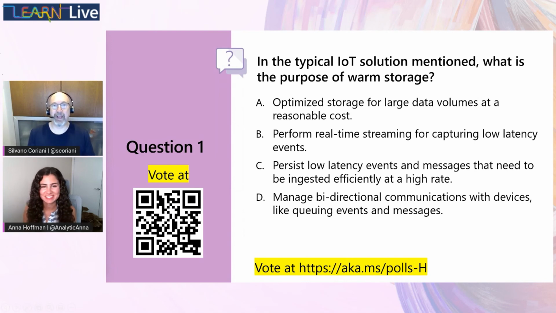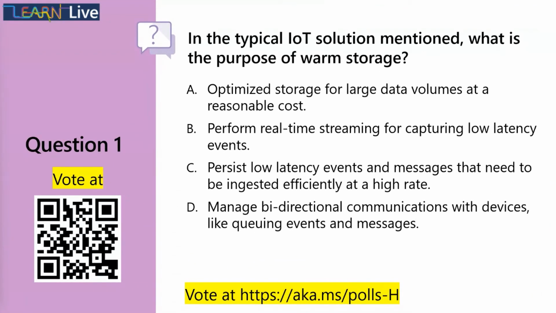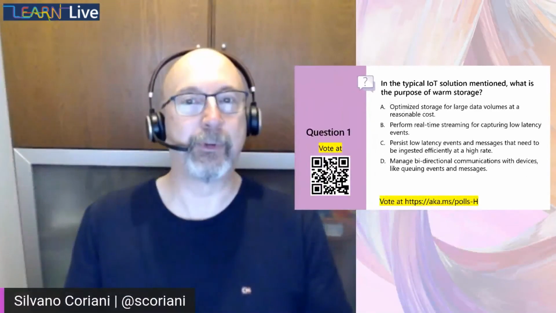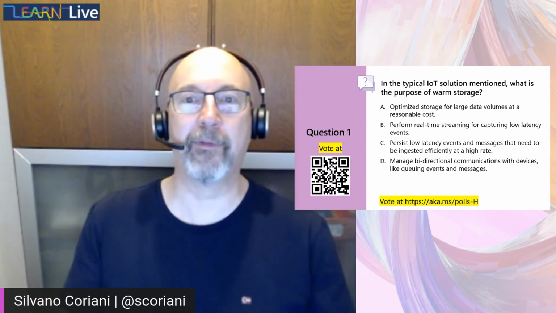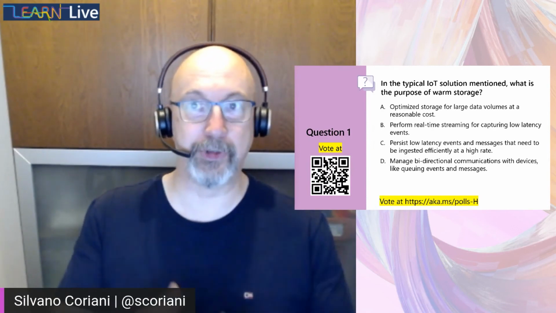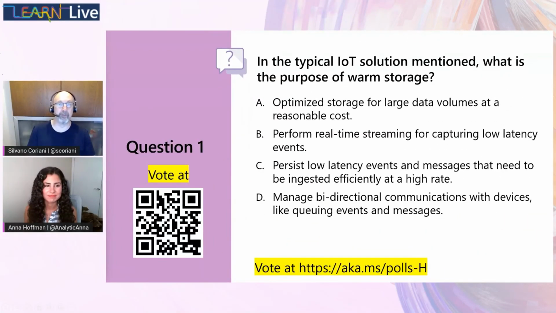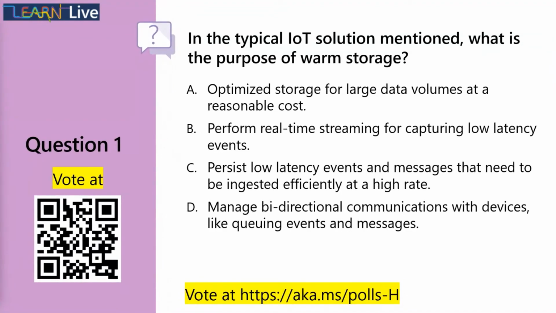Yeah, so I'd say probably not A, because reduced cost and large volumes are typically more related to cold storage. Real-time streaming is more an area for Azure Stream Analytics, performing some kind of real-time analysis on the fly, so B is probably not the case. We know D is definitely not the right answer, because managing bidirectional communication with devices is more a role for IoT Hub, right? So the one remaining is C, which is likely the right answer here.